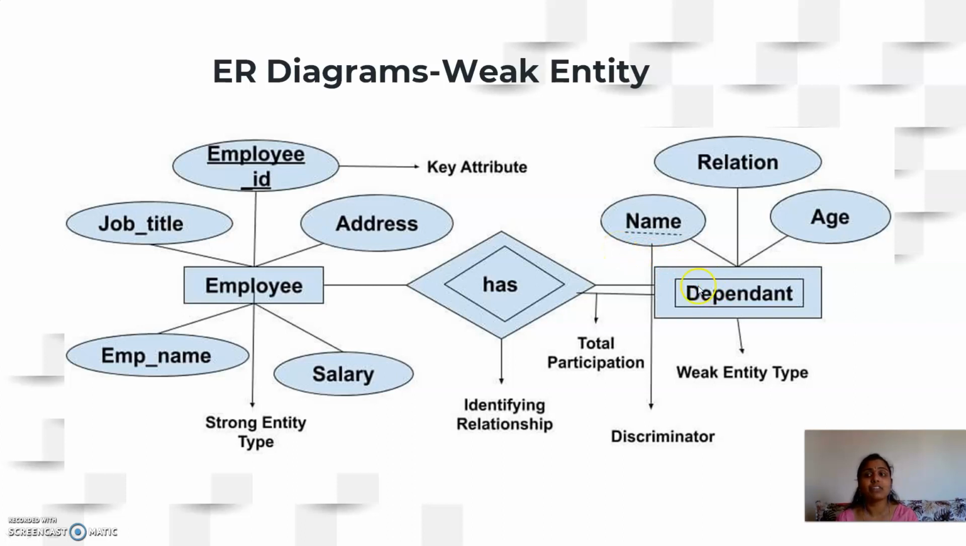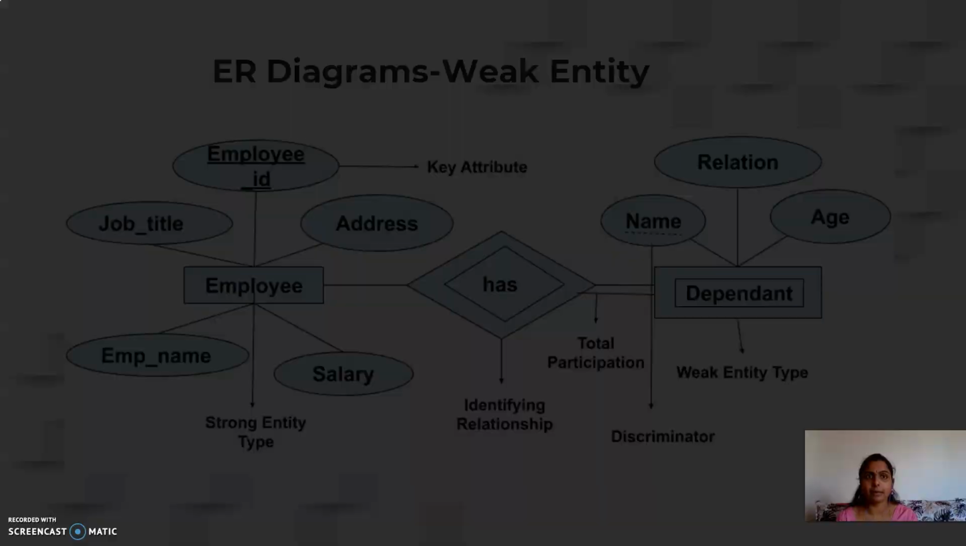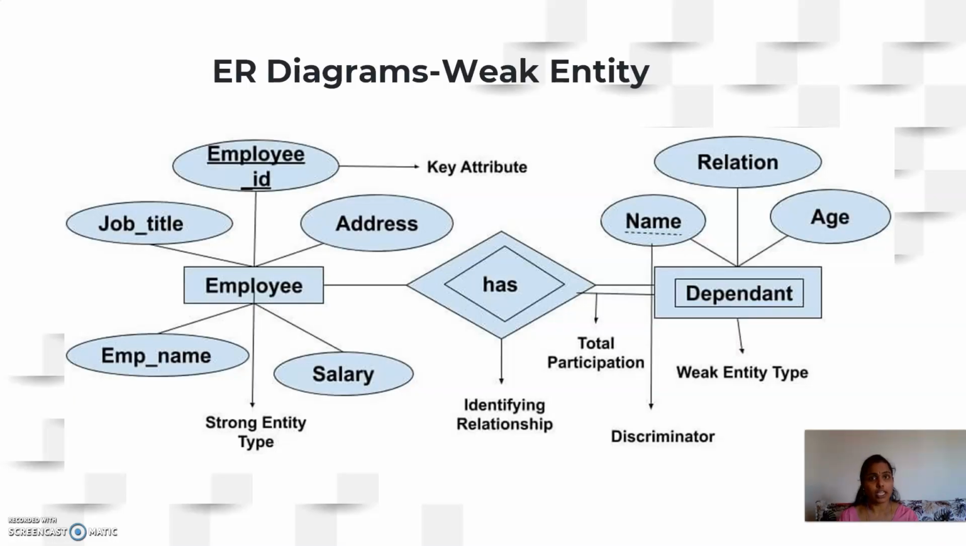If you observe, the dependent depends upon this identifying owner. So the dependents must participate totally in this relationship. The identifying relationship is represented using a double rhombus, and the partial key is also called the discriminator attribute, which is represented using a dashed underline. So a weak entity strongly depends upon an identifying owner.